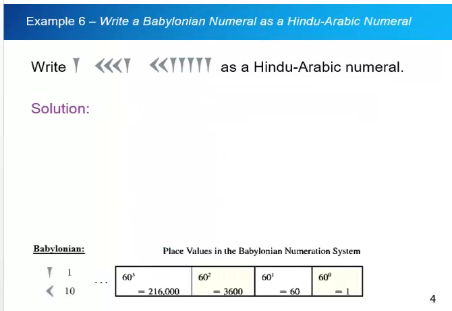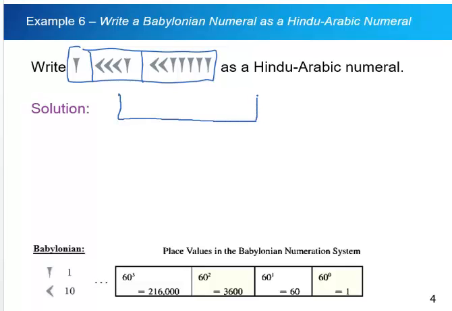Okay, so let's say we want to convert this Babylonian numeral into Hindu-Arabic. How are we going to do that? Well, what we first want to do is determine how many place values we have, 3 of them, and then write what each place value actually has. So the first one would be 20 and 5, second one would be 31, and finally 1.